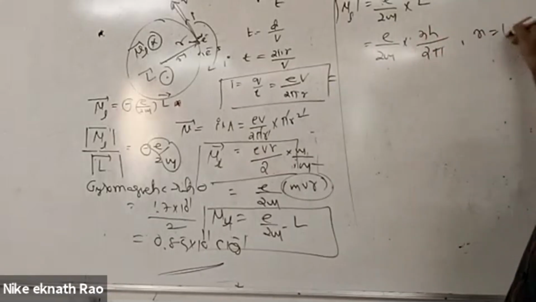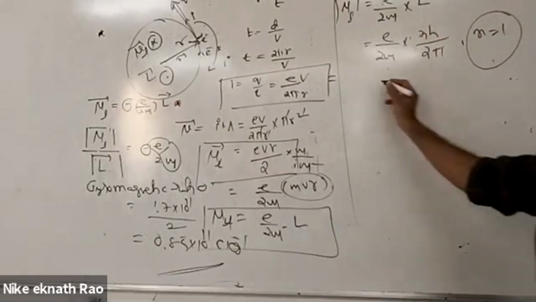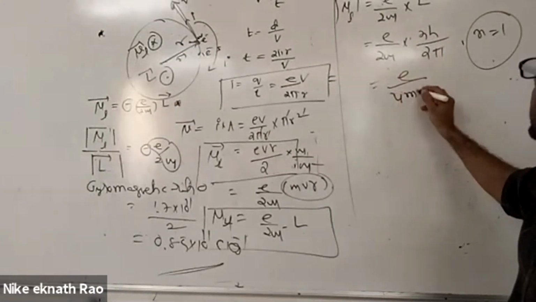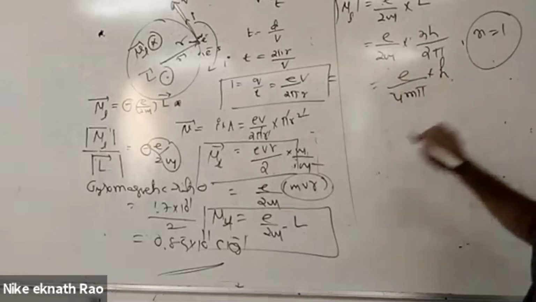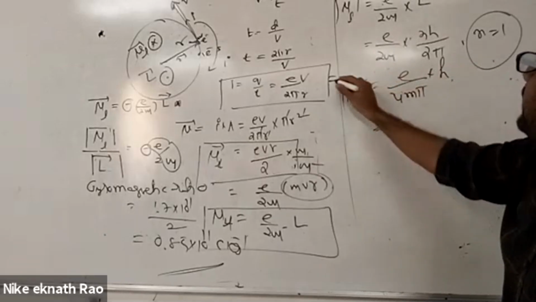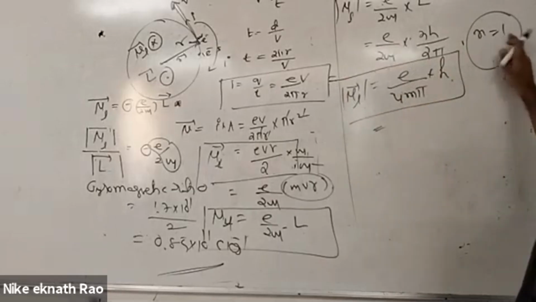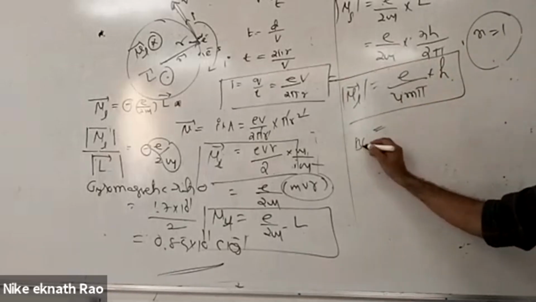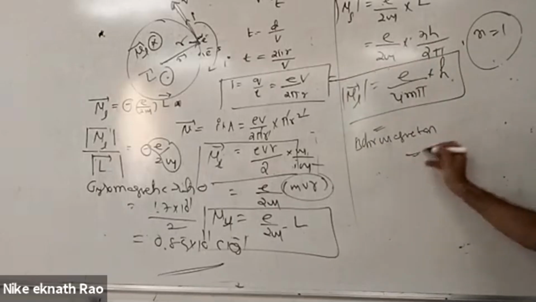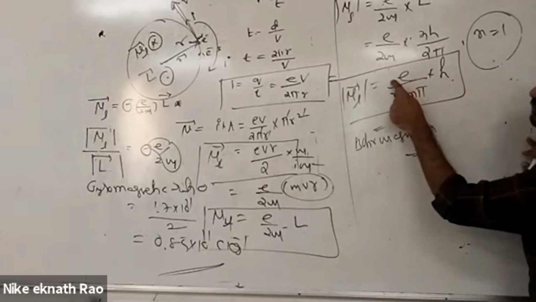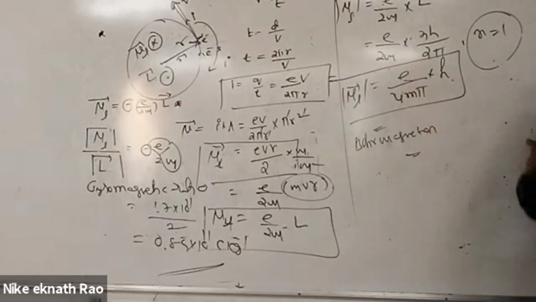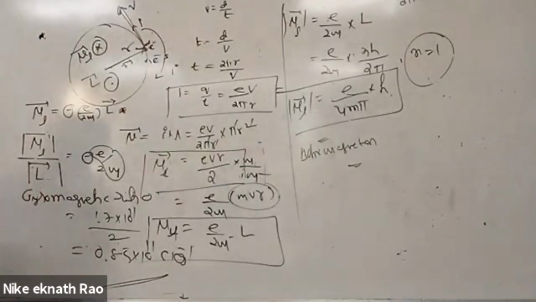If I take the first orbit, n is equal to 1. Then the magnetic moment is e/4πm into h. So the magnetic dipole moment vector magnitude in the first orbit of the Bohr model is called the Bohr magneton. Very important. The values of h, e (charge of electron), mass of electron and π are known to you. When you simplify, we get the value.